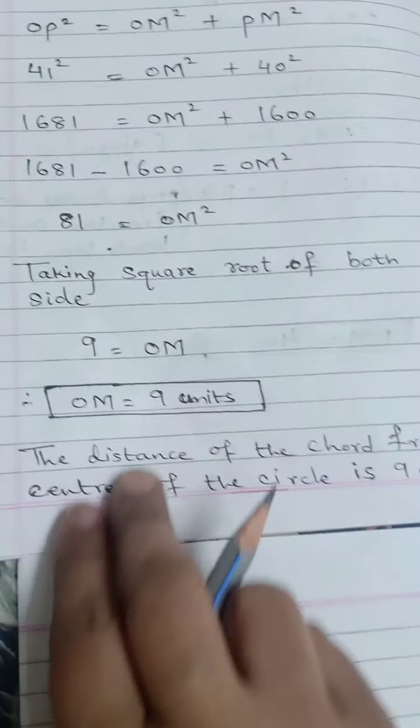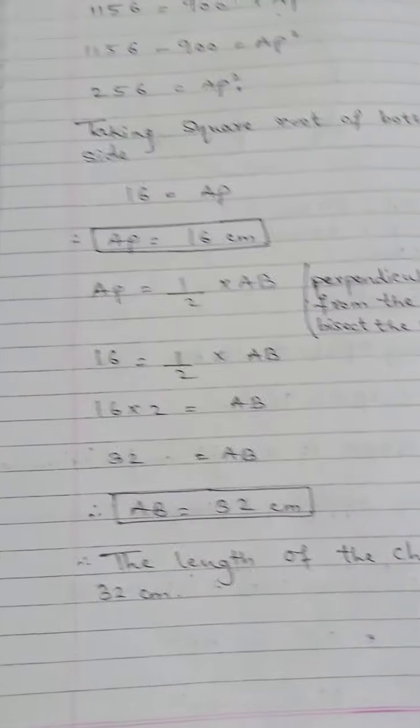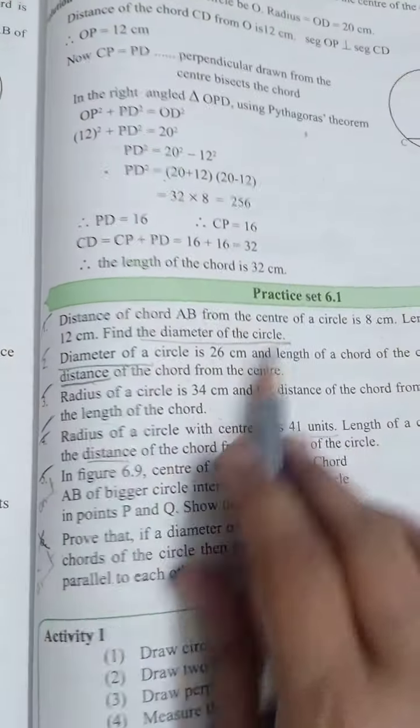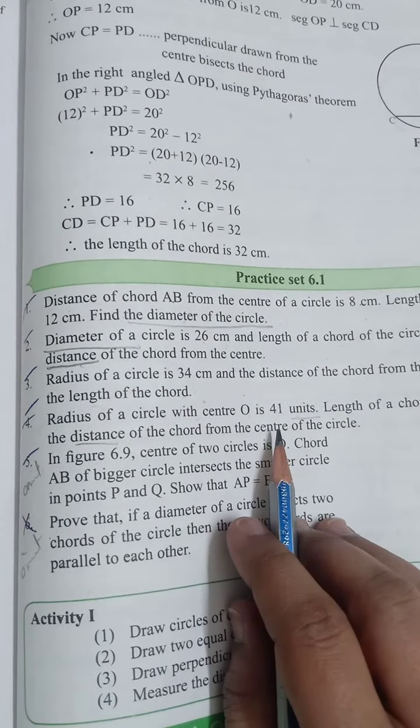Okay. So in this way we have completed our question number 4 and also practice set 6.1, because questions number 5 and 6 are omitted. So we have completed our practice set 6.1.